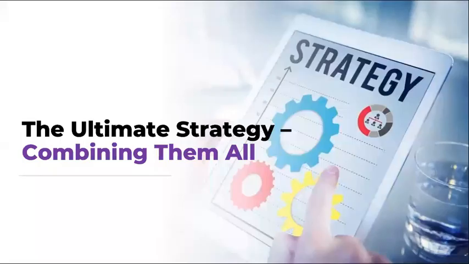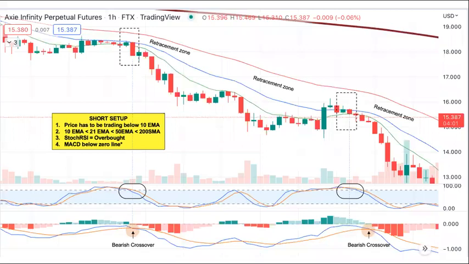Okay, so now the ultimate strategy, combining them all. Remember, we don't just use one indicator. Try to use all of them. Combine them all into a trading strategy. Because each indicator by itself is not strong enough because it is not 100% accurate, right? But if you combine it with other indicators, your calls, your entries become more accurate.